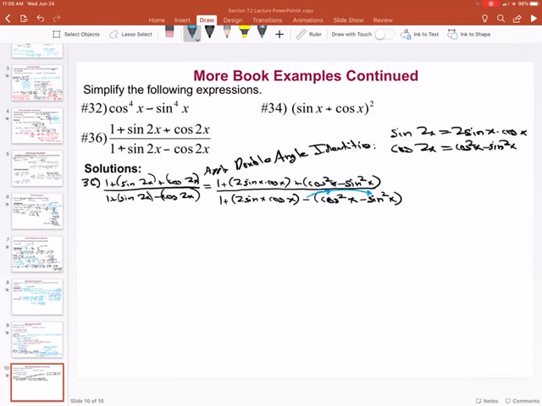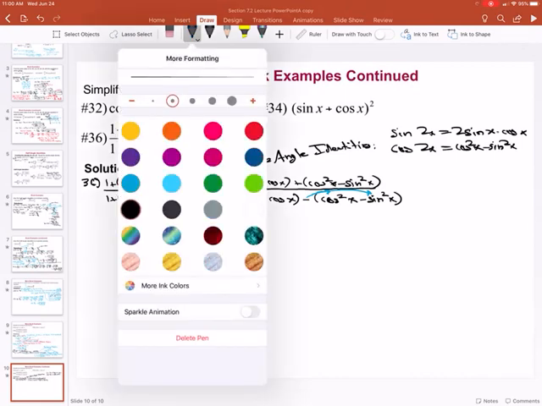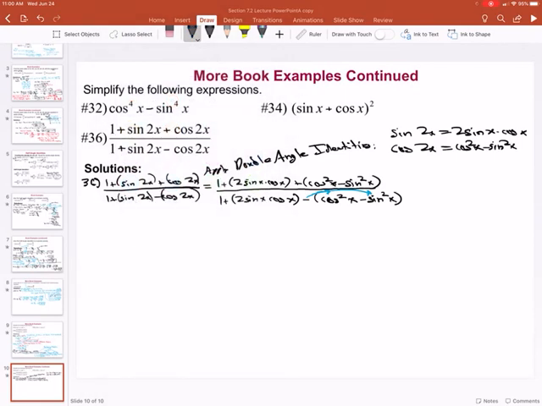Now in the numerator, nothing to distribute. We're adding the terms, but hopefully you're recognizing some identities. So if you look in the numerator, I've got, for example, a 1 and a minus sine squared.